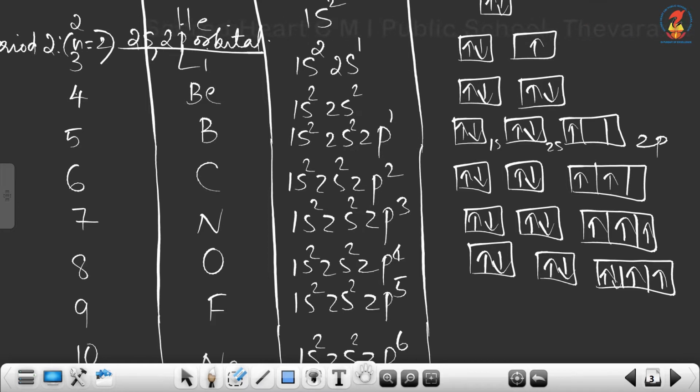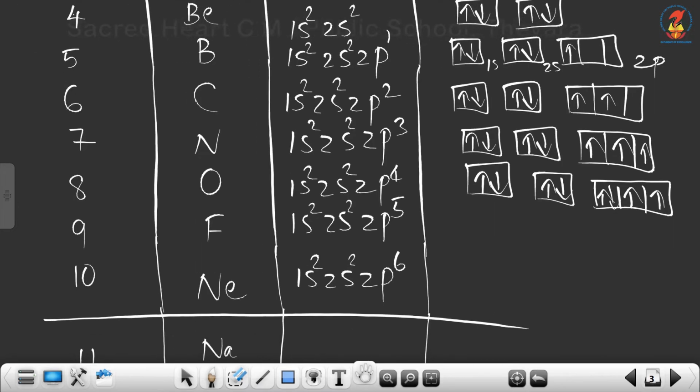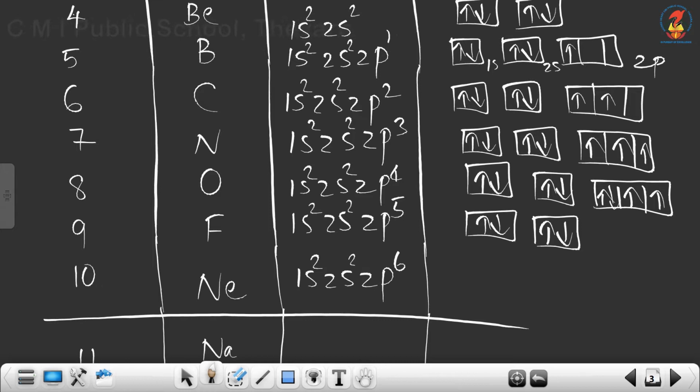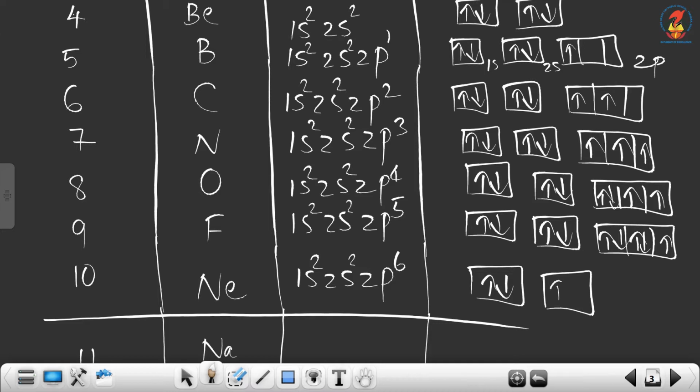Okay. Now next after oxygen, fluorine. Fluorine we have 1s2, 2s2, 2p5. Now last we have neon, in which all the 2p orbitals get completely filled, 2p6. So this is for neon. Now the second period is over.